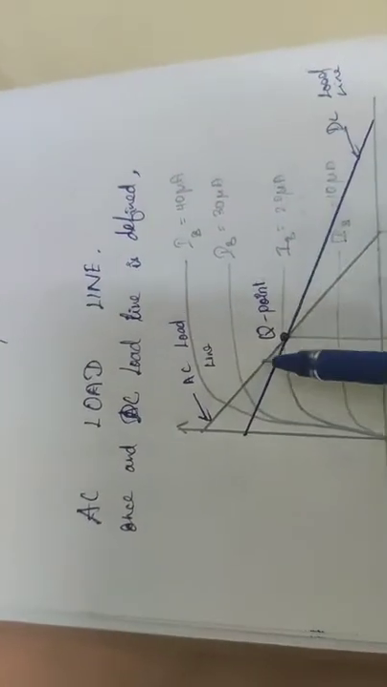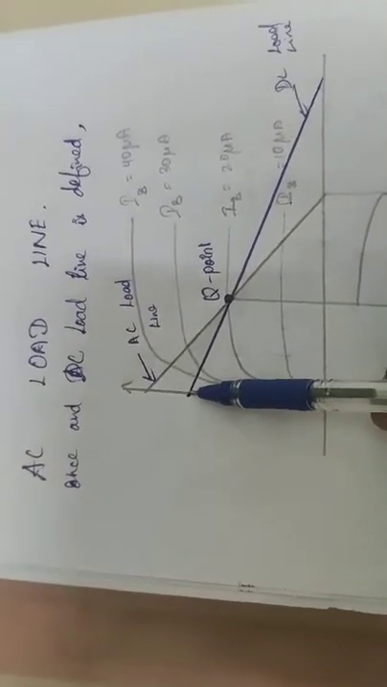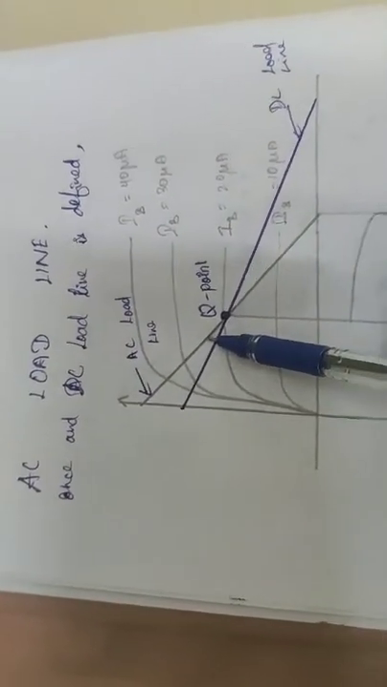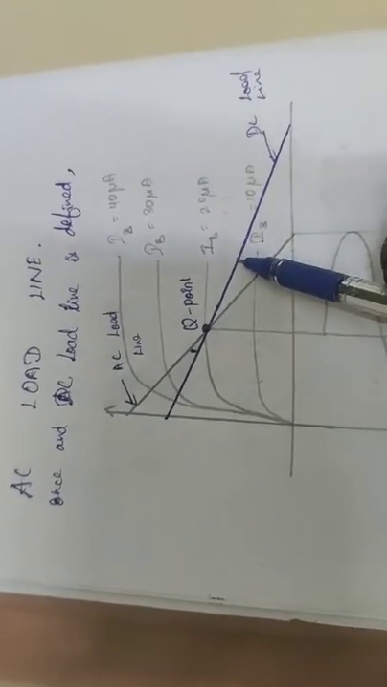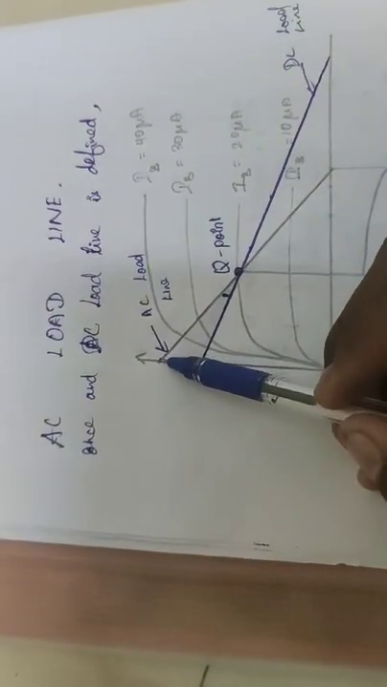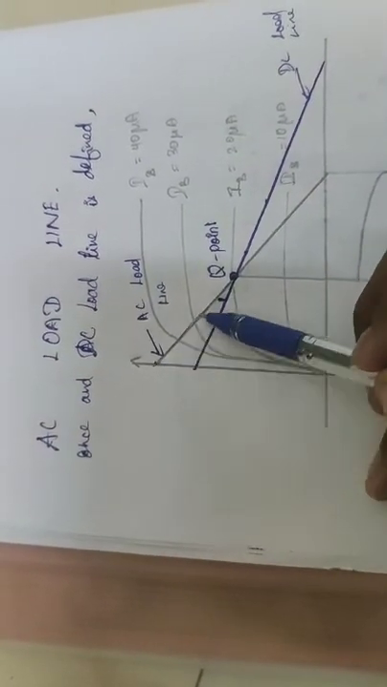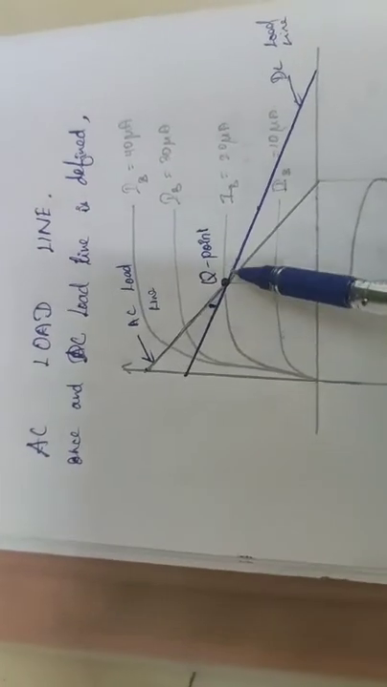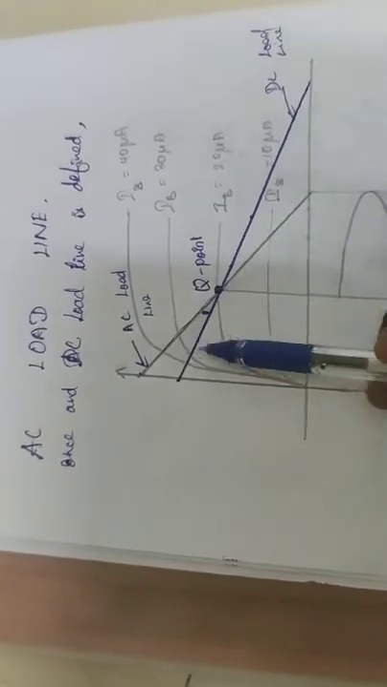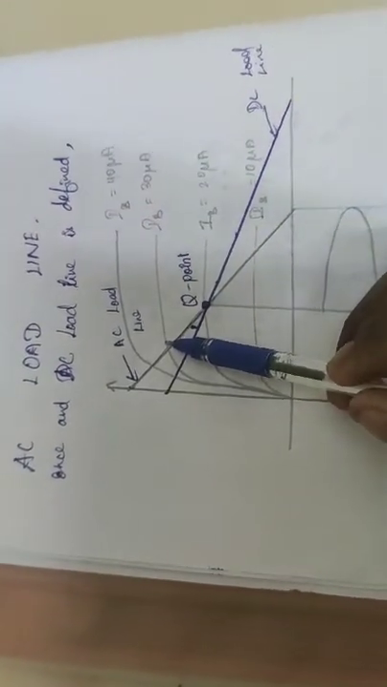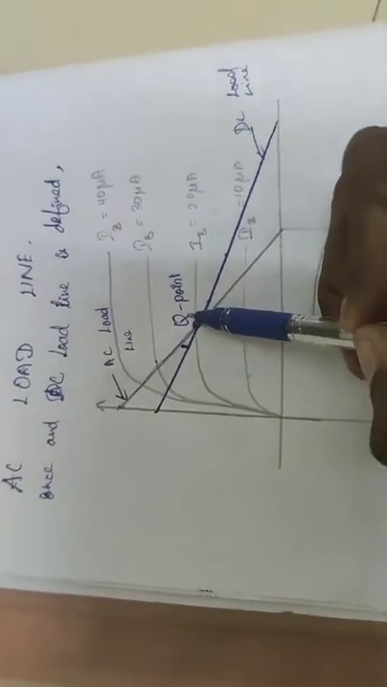Just look at the graph first. The blue pen line that I have drawn is the load line of the DC equivalent circuit, that is the DC load line, and the AC load line I have drawn using pencil. See the diagram, they do not merge with each other, but they intersect at the Q point.